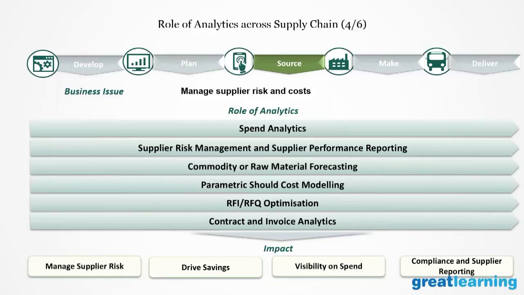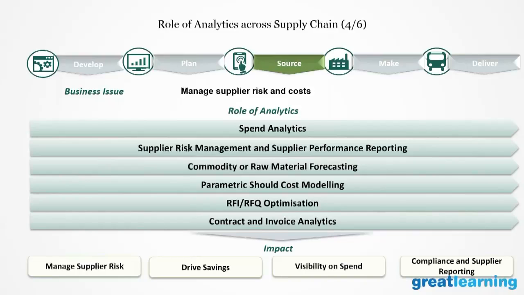What categories are they spending on? What suppliers are they using? And then doing some sort of analytics to understand whether there are some rationalization opportunities. Are they using a lot of suppliers for the same type of commodity? Do they have multiple contracts for a lot of commodities with one supplier?